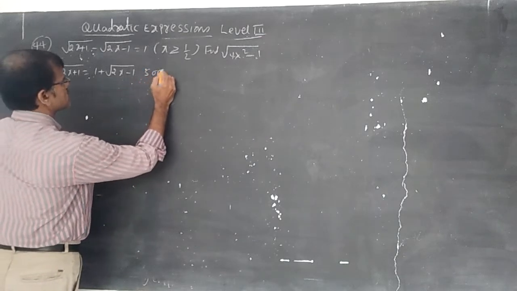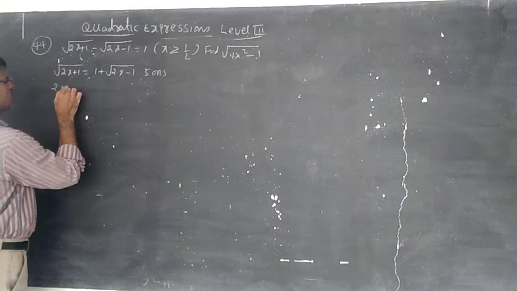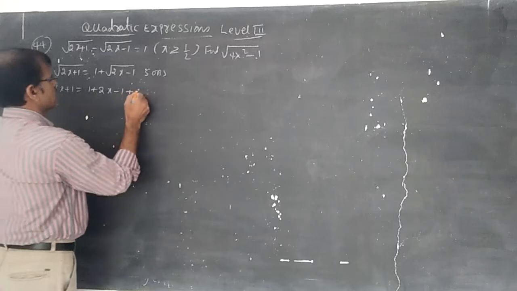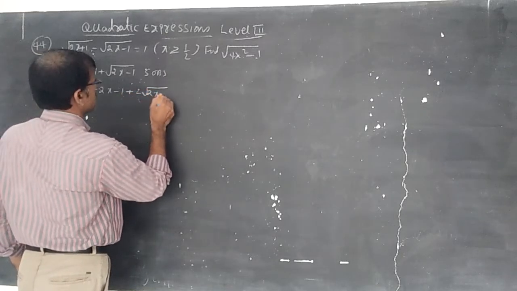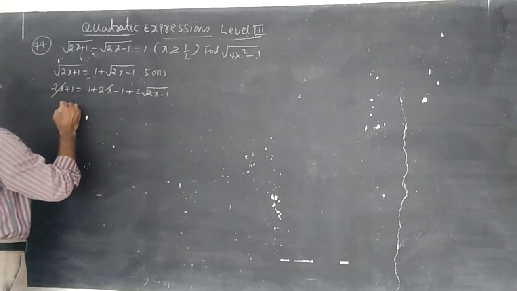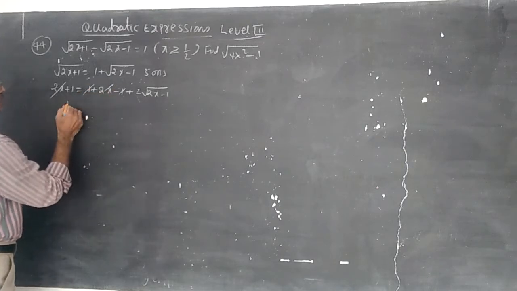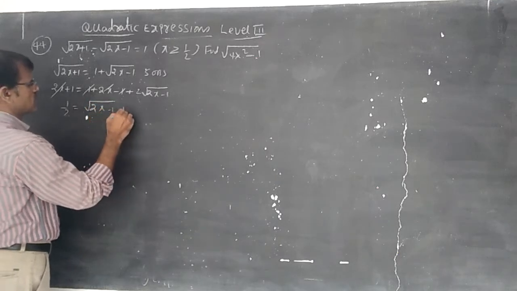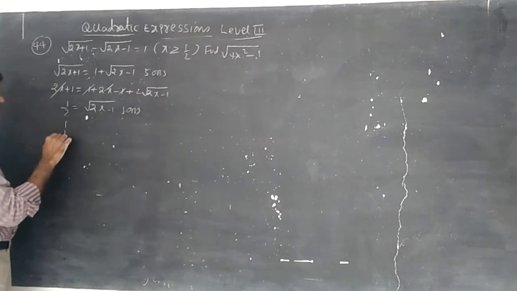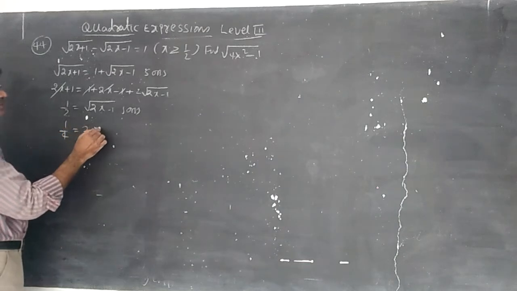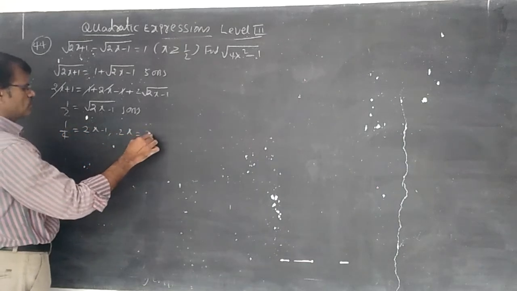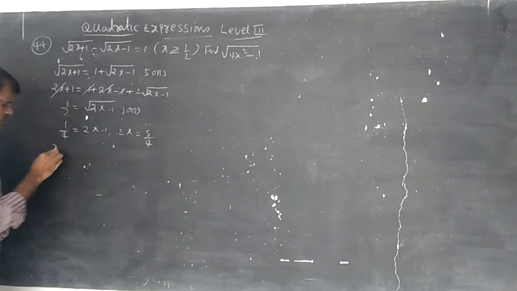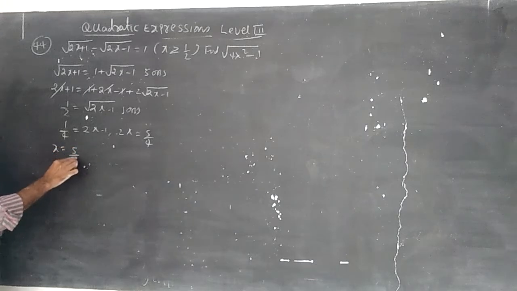By squaring both sides, you get 2x plus 1 is equal to 1 plus 2x minus 1 plus 2 root of 2x minus 1. 2x got cancelled, 1 and minus 1 got cancelled. So 1 by 2 is equal to root of 2x minus 1, we got. Squaring on both sides, you can write 1 by 4 is equal to 2x minus 1. 2x is equal to 1 plus 1 by 4. So it is 5 by 4. So x is equal to 5 by 8.